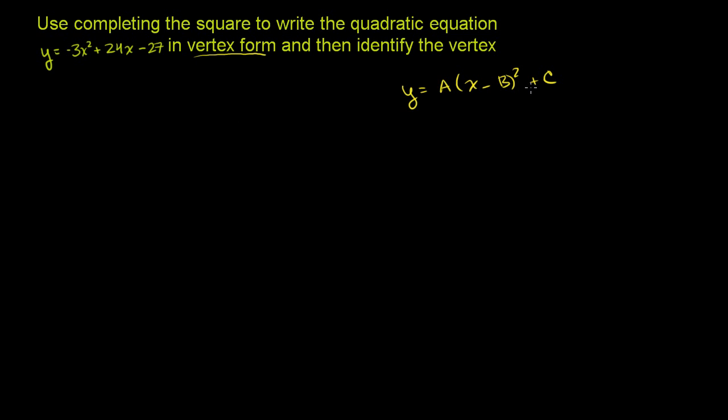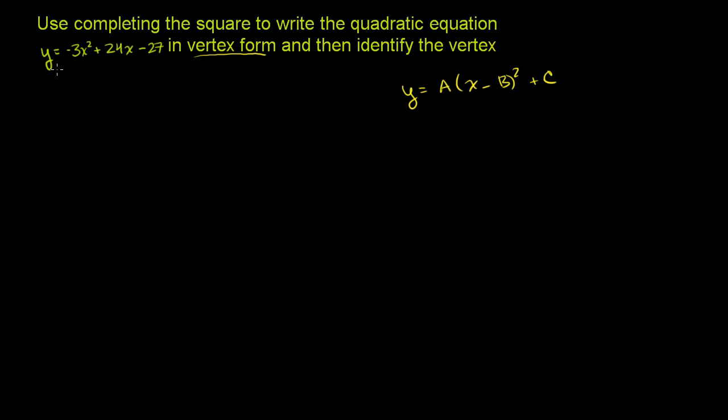And once you have it in vertex form, you'll see that you can identify the x value of the vertex as what value will make this expression equal to 0. So in this case, it would be b. And the y value of the vertex, if this is equal to 0, is just going to be c. And we're going to see that, and we're going to understand why that is the vertex, why this vertex form is useful. So let's try to manipulate this equation to get it into that form.